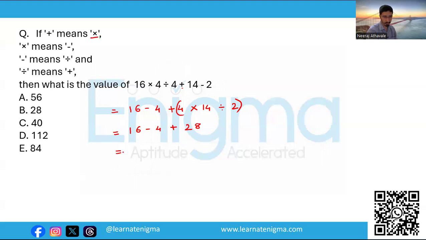So 16 minus 4 is 12. 12 plus 28. Now we'll have to do from left to right. Only addition subtraction is there. So 12 plus 28, we get the answer as 40. Answer is option C. Let's see the next one.